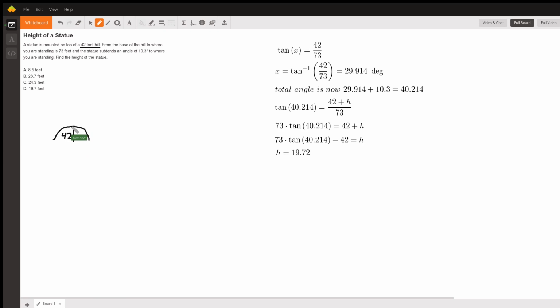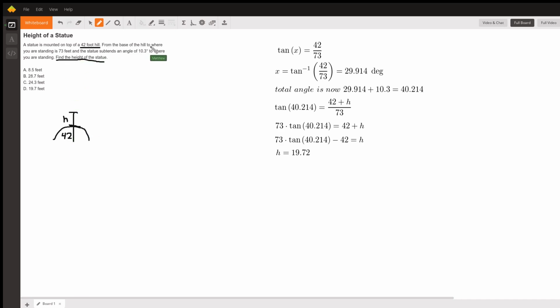Then they tell us that we're building a statue on top of it. So right on top of it, we have ourselves a statue. But we don't really know how tall that is. That's what we're trying to figure out. And so we can label this any variable that we want. I'm going to go ahead and call it h. Okay. So from h, we can continue. Let's go through the rest of this.